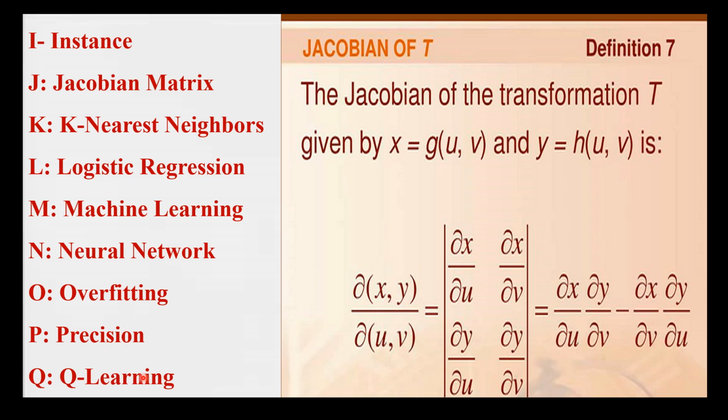Q is Q learning. Now Q learning is a type of reinforcement learning where an agent learns to make optimal decisions by exploring and exploiting its environment. It is often used in robotics and game playing scenarios.